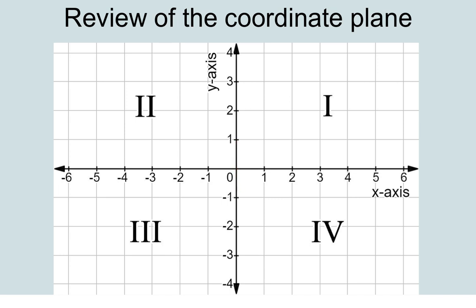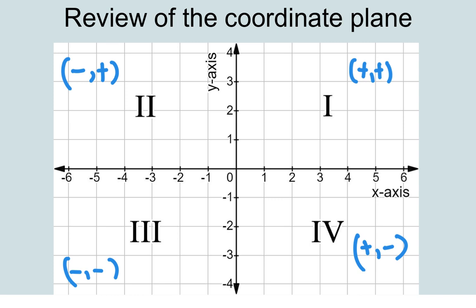We also have the quadrants, which are 4 of them, and in the first quadrant, these are always going to be positive numbers. In the second quadrant, it's going to be negative and then a positive. Third quadrant is negative, negative, and fourth quadrant is positive numbers and then negative numbers.